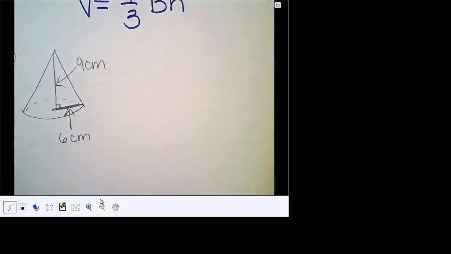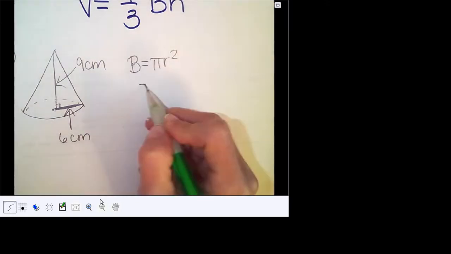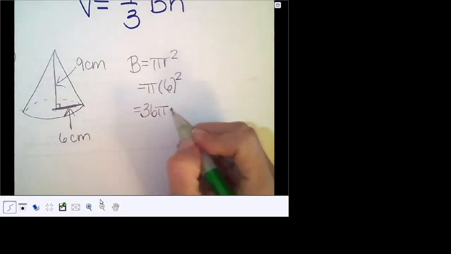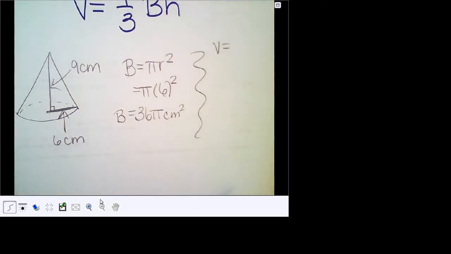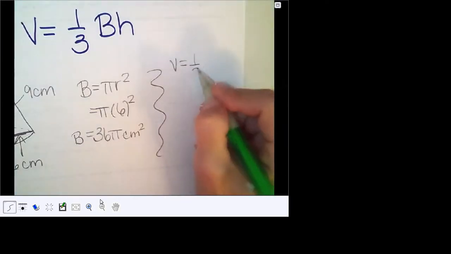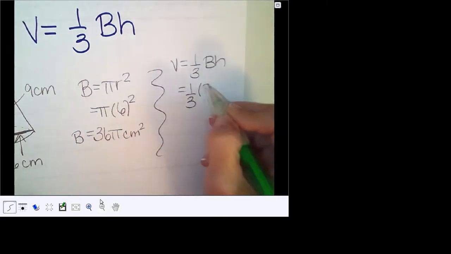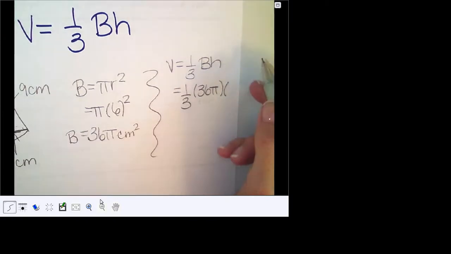So, just like last night, I'm going to first find the area of my base, which is pi r squared. So pi, my radius is 6, and then I square it. So that gives me 36 pi centimeters squared. That's the area of my base. Now I'm going to plug it into my big formula, but now you need to remember that it's 1/3 of that. So 1/3 times my 36 pi times my height, and my height was 9.